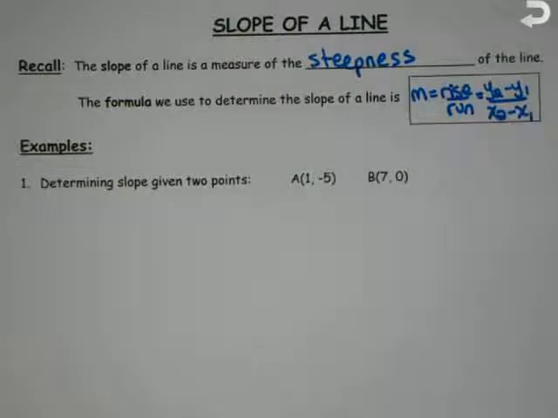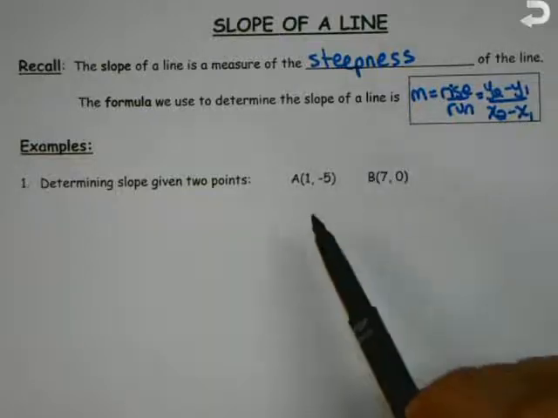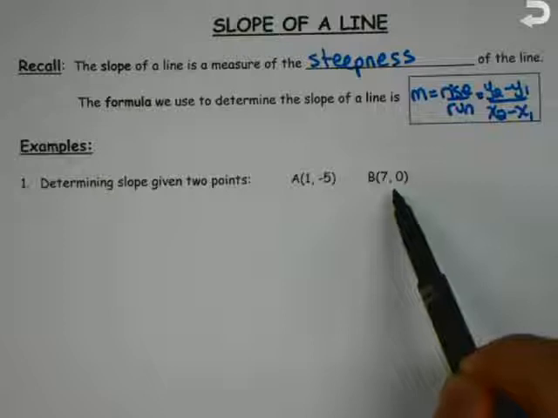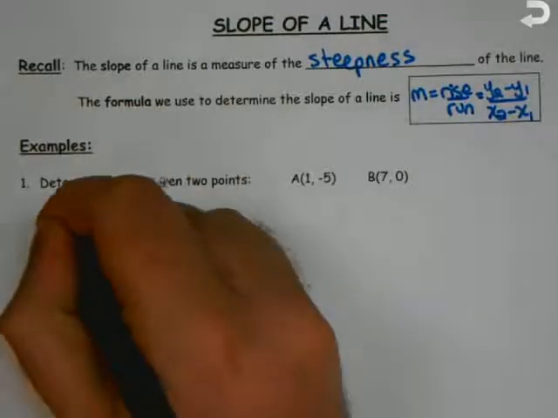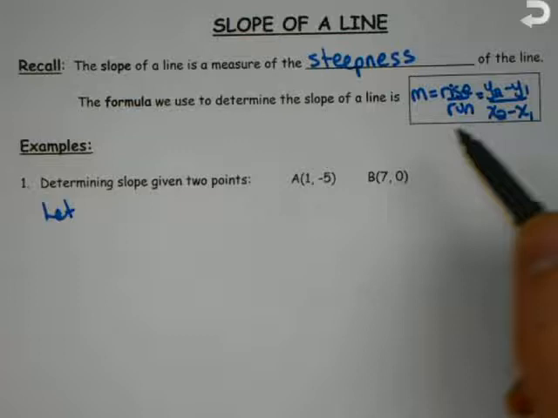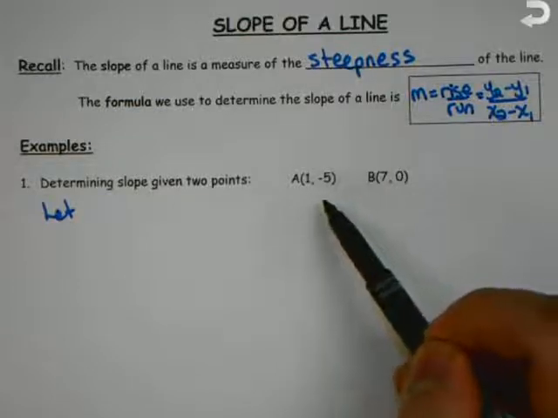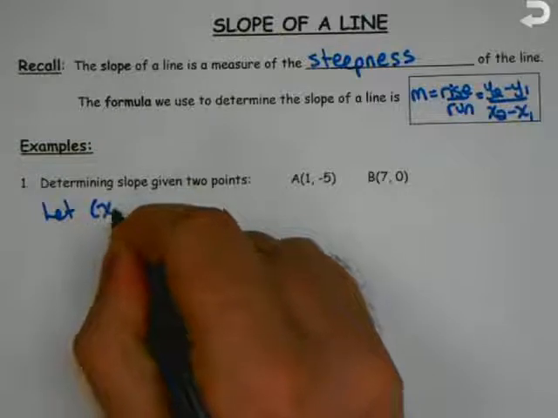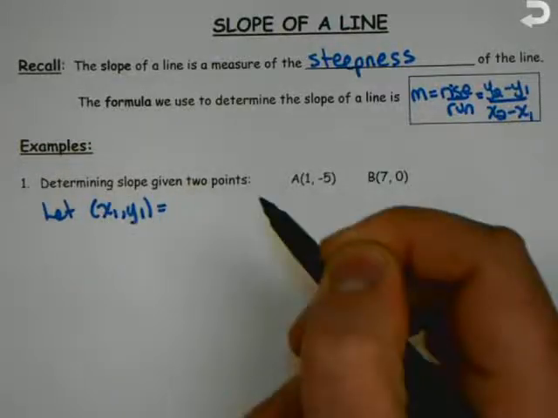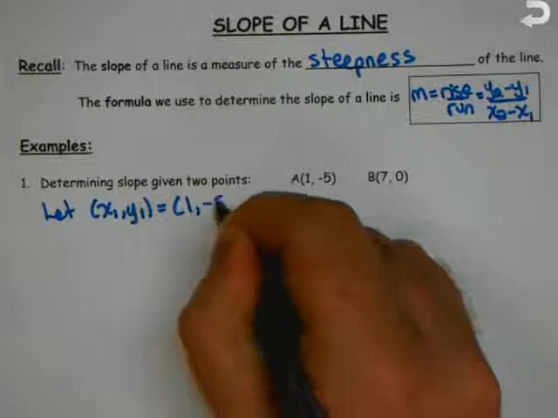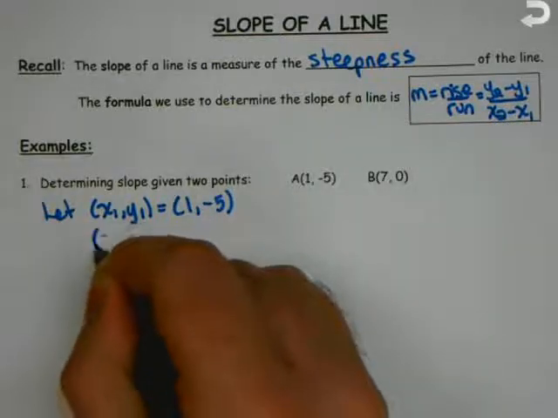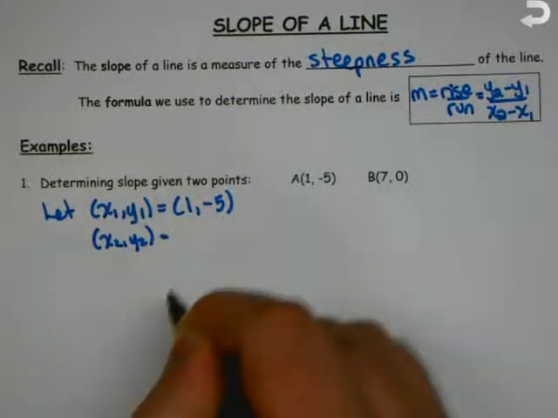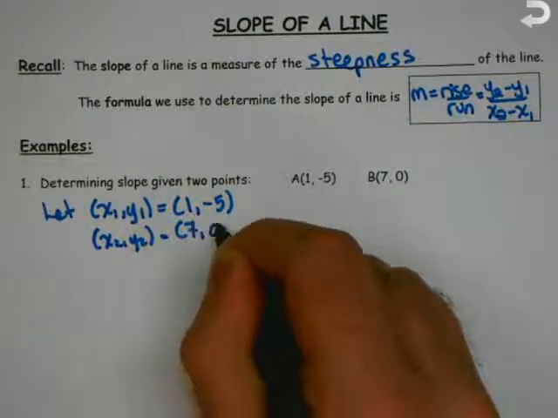The first example that we have is when we can calculate the slope of a line given 2 points. We've got the points A (1, negative 5) and B (7, 0). The first thing that we do is write a statement that allocates the x1, y1s, x2s, and y2s to the coordinates of these points. So the first thing I'm going to say is let x1, y1 equal 1, negative 5, and x2, y2 equal 7, 0.